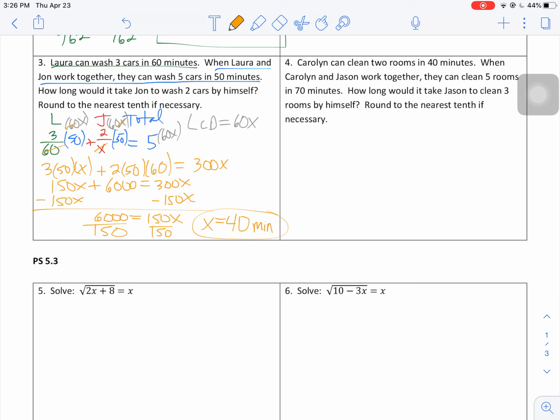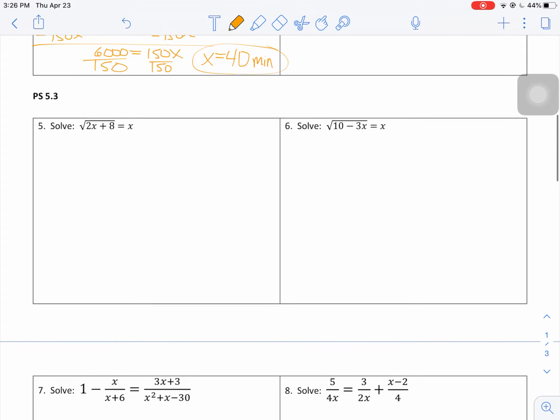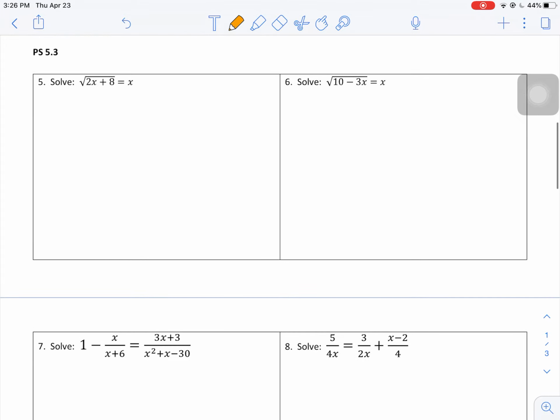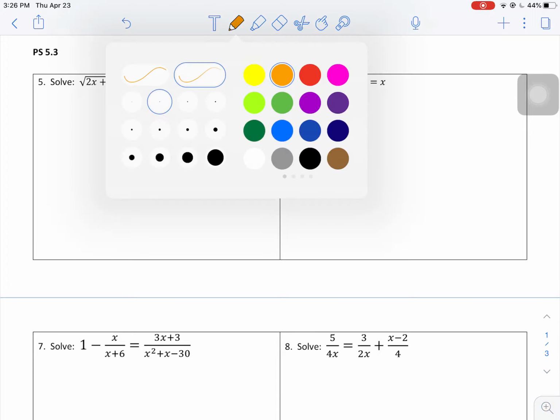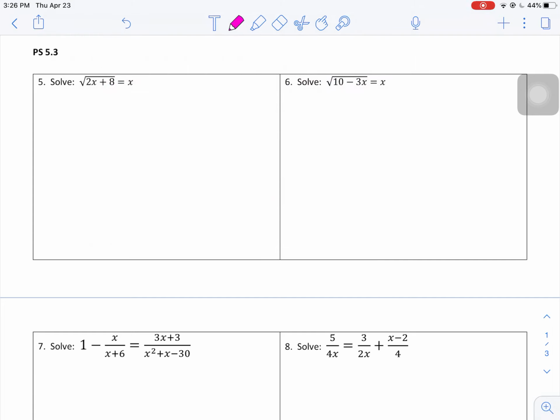So number 4 is left for you to do. The next section are questions that are just Power Standard 5.3. So on number 5, when we're trying to solve radical equations, we have to isolate the radical on one side of the equal sign first. So in number 5, that's already been done for us.